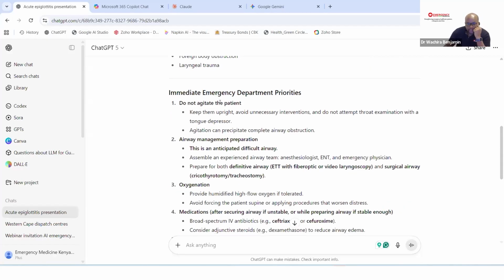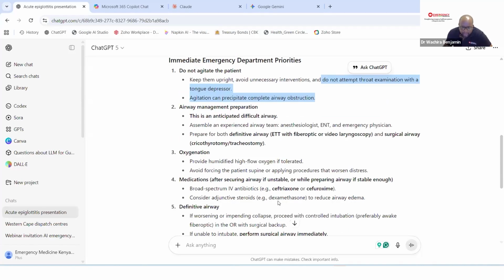So what do I do? Do not agitate. Keep them upright, avoid unnecessary interventions, do not attempt throat examination with a tongue depressor. This is key. Agitation may cause complete airway obstruction. That you should know about. Anticipate a difficult airway, so it's a place where you need to assemble a team. Patient will probably need to be intubated shortly, either surgical airway or not. Give oxygen, avoid forcing the patient supine, avoid procedures that worsen distress.